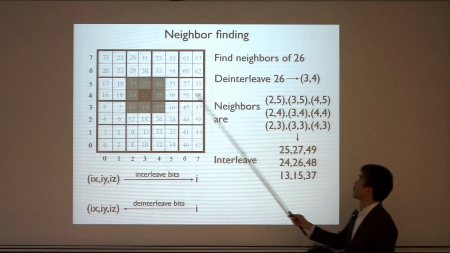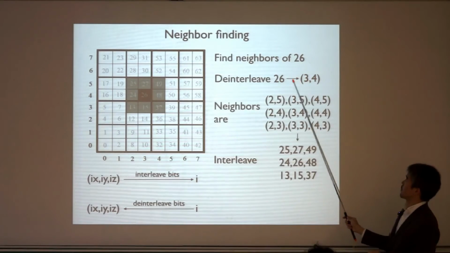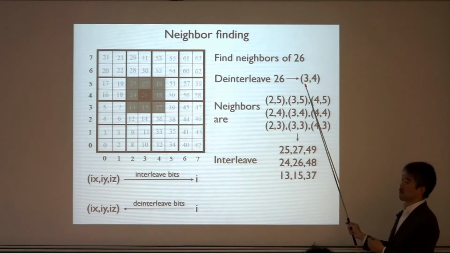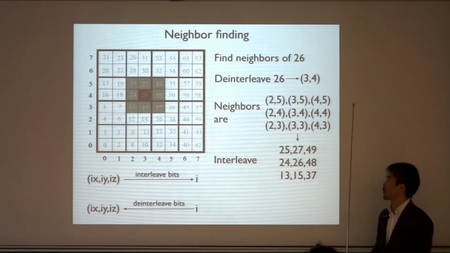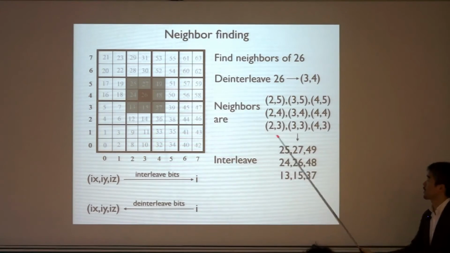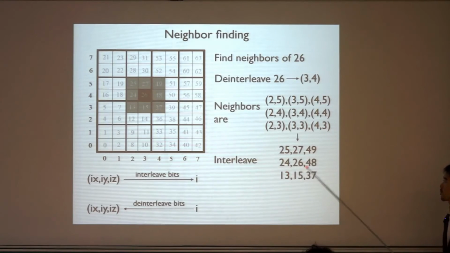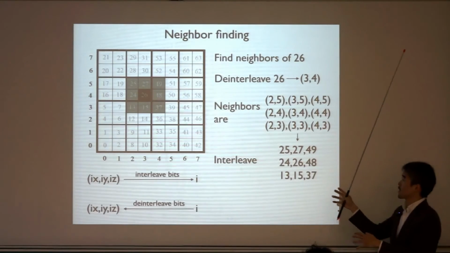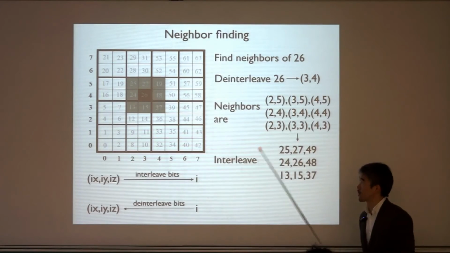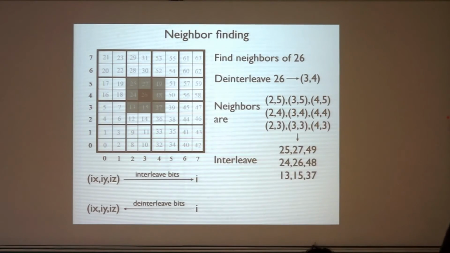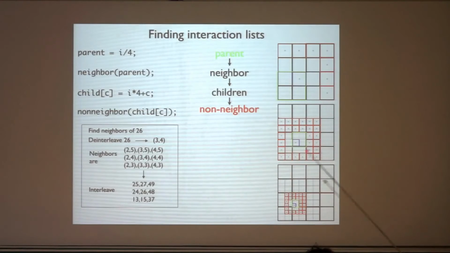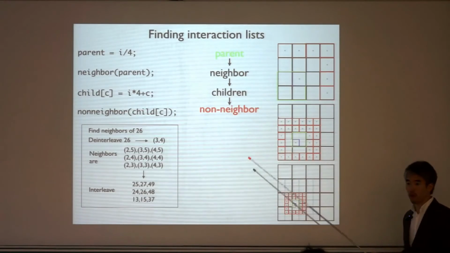And so we will write code that deinterleaves the bits and turns 26 into 3 and 4. It outputs two numbers. Then we will find the neighbors and make sure you can interleave them back into these numbers. Once everyone has this code that can do this one, then it's only one more step until you can do this one, because you have all the components.